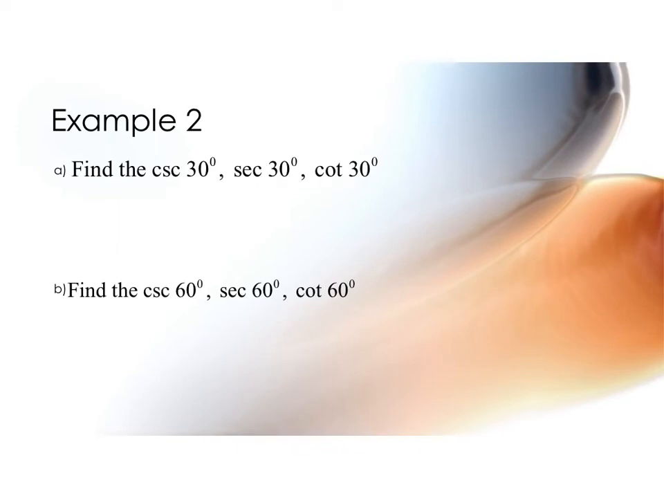All right, so given that, find the cosecant of 30 degrees, the secant of 30 degrees, and the cotangent of 30 degrees. But use your right triangle. Don't use your unit circle.